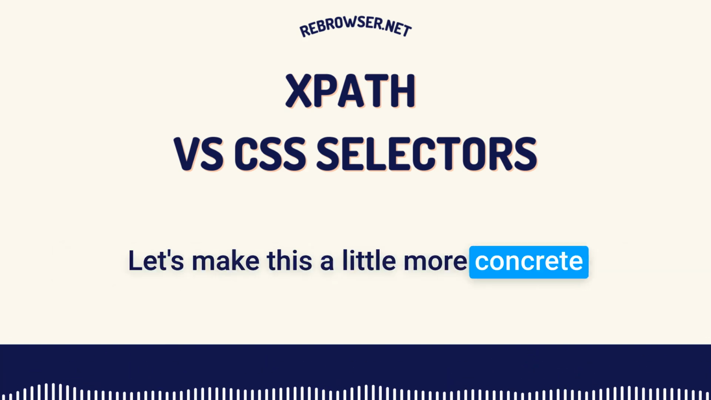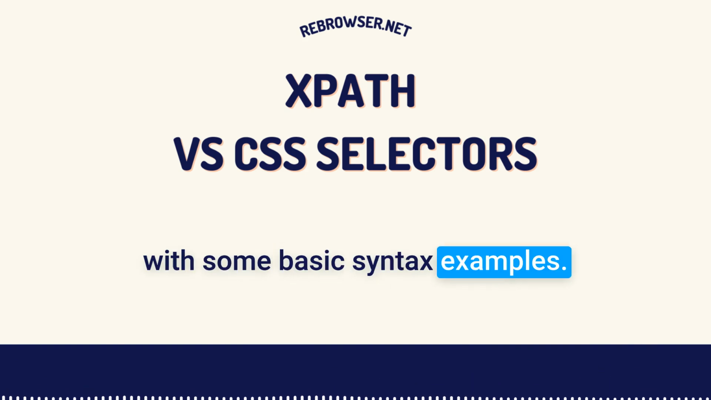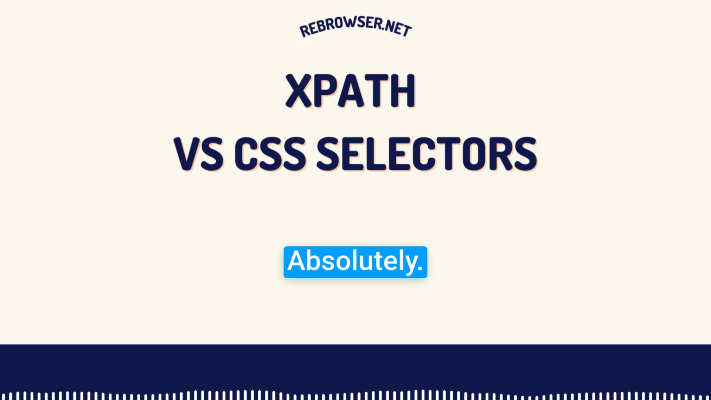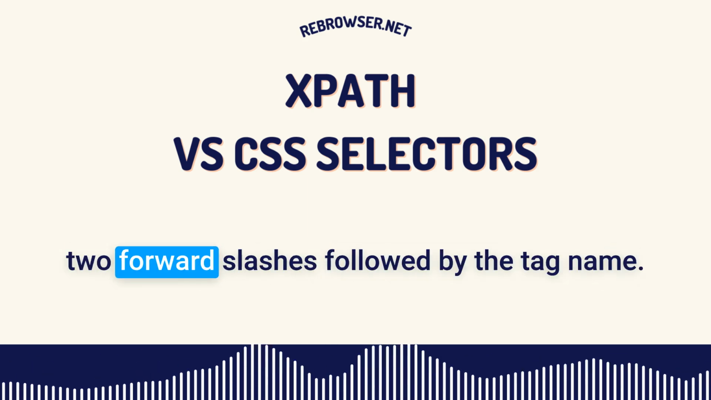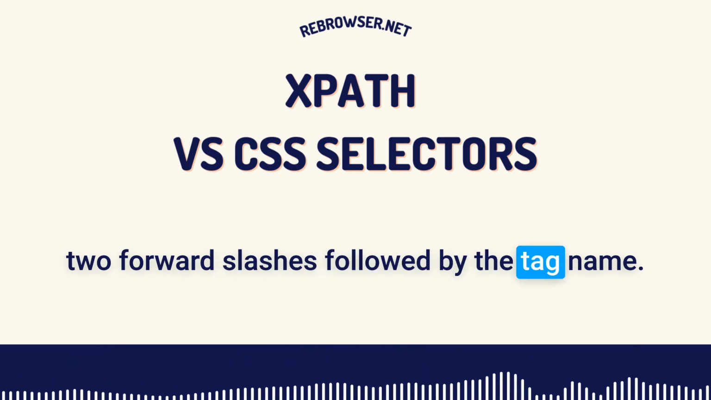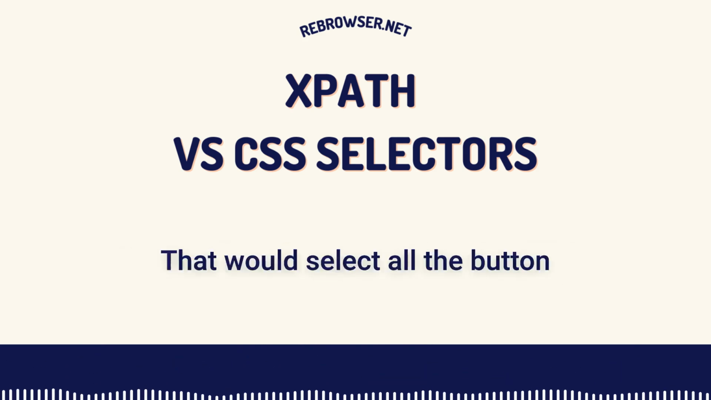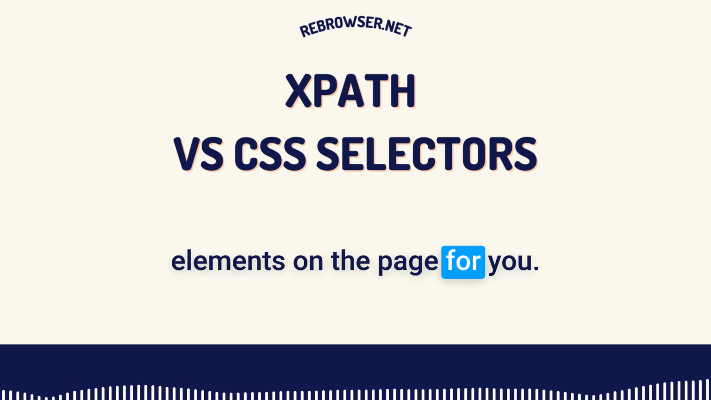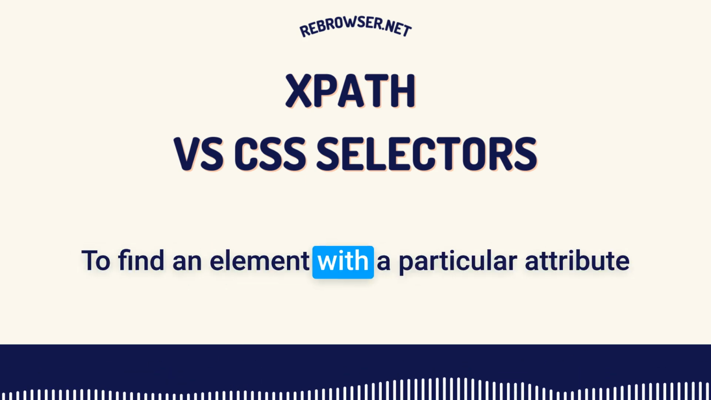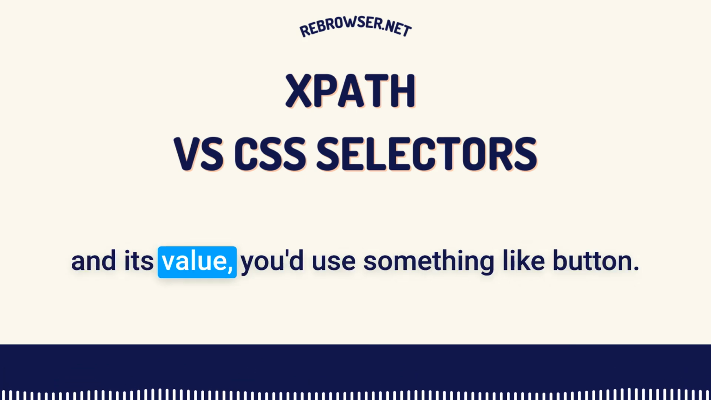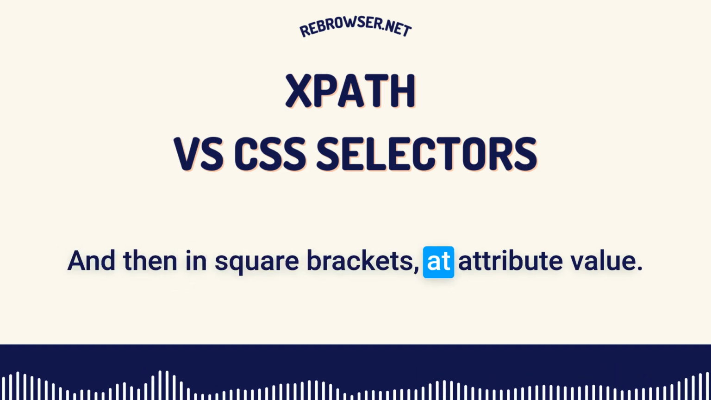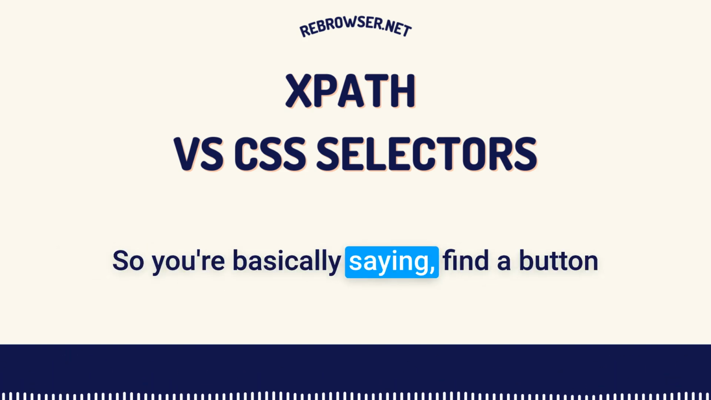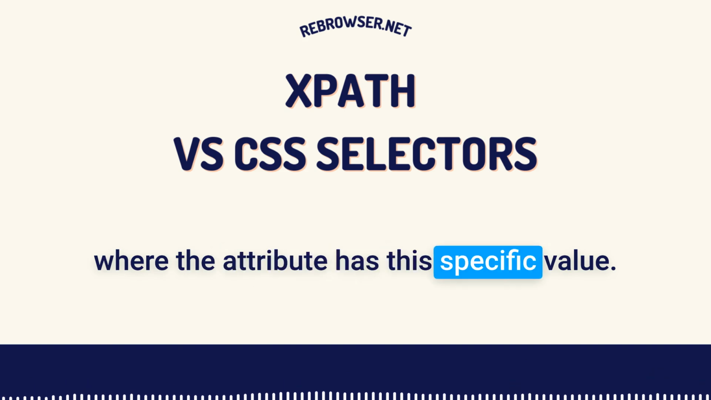Let's make this a little more concrete with some basic syntax examples for both of these. Absolutely. So for XPath, a very fundamental example is two forward slashes followed by the tag name. So like button. That would select all the button elements on the page. To find an element with a particular attribute and its value, you'd use something like button, and then in square brackets, at attribute value. So you're basically saying, find a button where the attribute has this specific value.